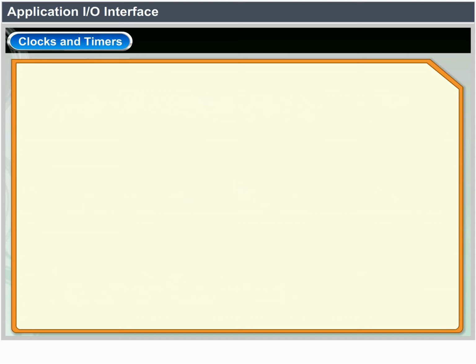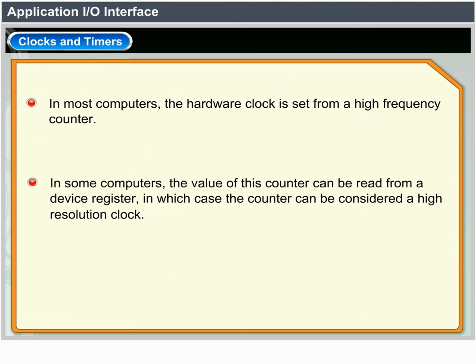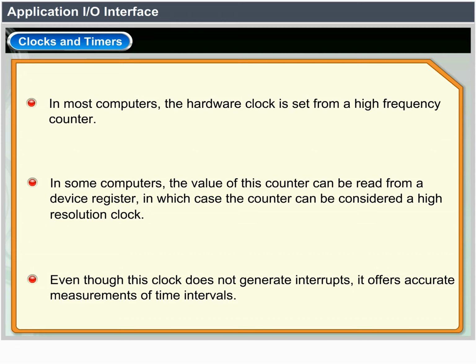In most computers, the hardware clock is constructed from a high-frequency counter. In some computers, the value of this counter can be read from a device register, in which case the counter can be considered a high-resolution clock. Although this clock does not generate interrupts, it offers accurate measurements of time intervals.